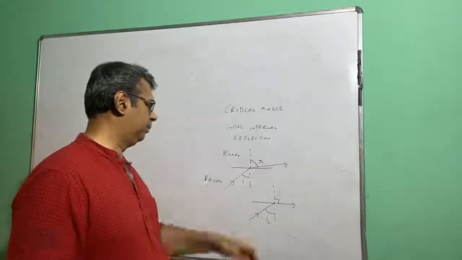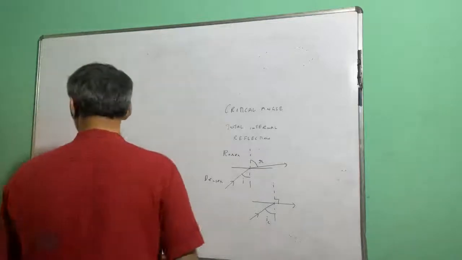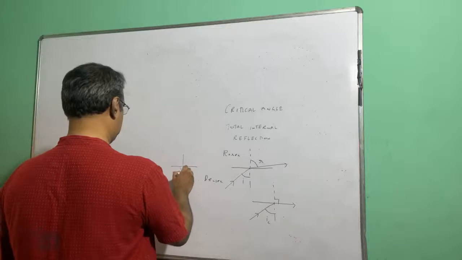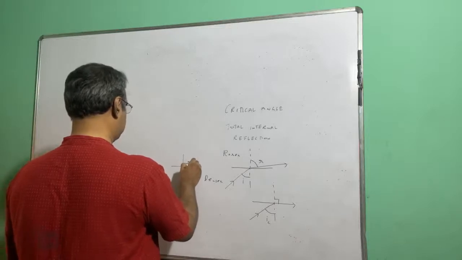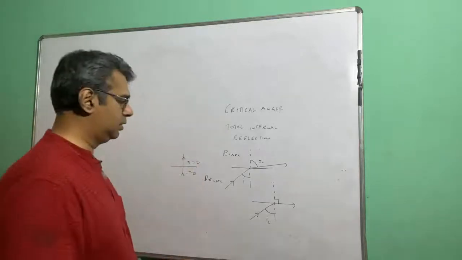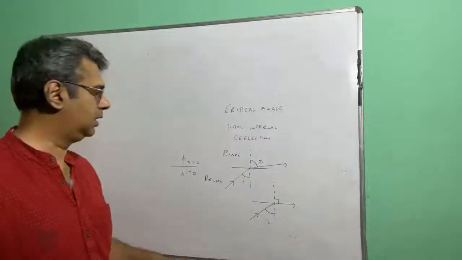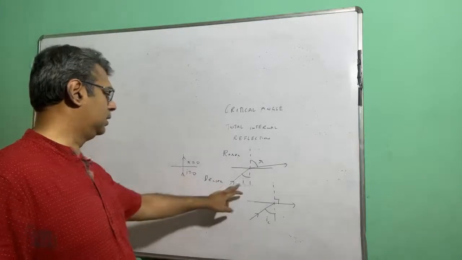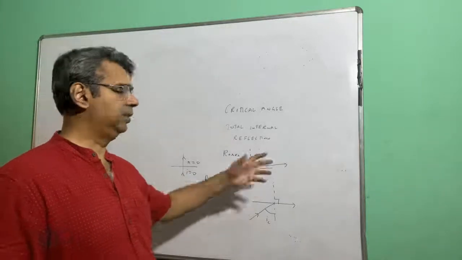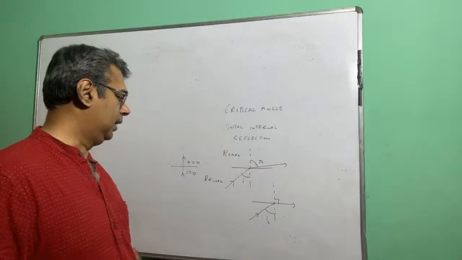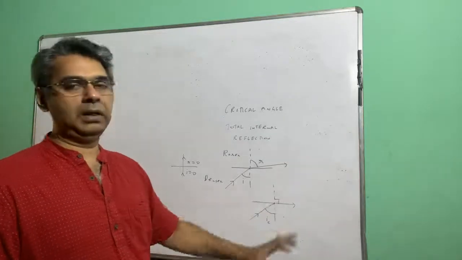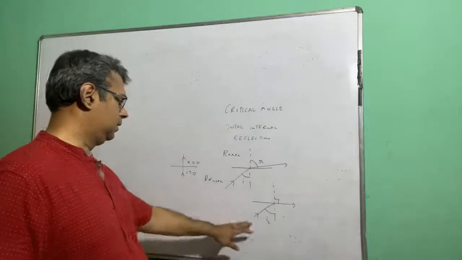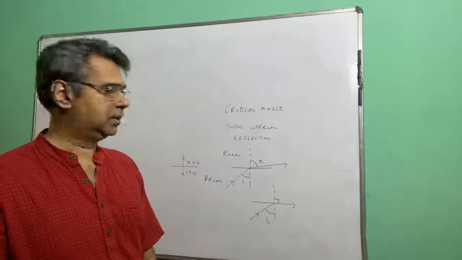So you can look at the situation like this. If you start from normal incidence, the angle of incidence and angle of refraction both will be 0. Then you increase the angle of incidence, suppose it is I, so the angle of refraction is some R, and when the angle of incidence becomes the critical angle, the angle of refraction is 90. So you are starting from this, and this one is the extreme case.